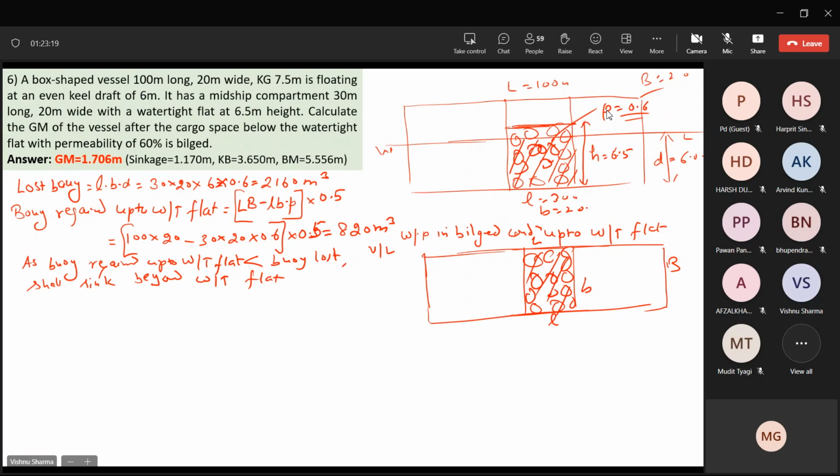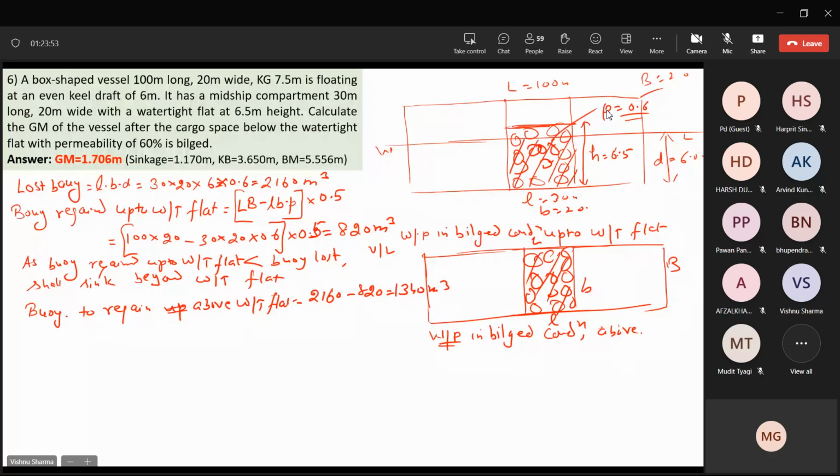Okay. Now, buoyancy to regain above watertight flat will be equal to 2160 minus 820, which is 1340 cubic meters. Now you will come here. Water plane in bilged condition above the watertight flat.